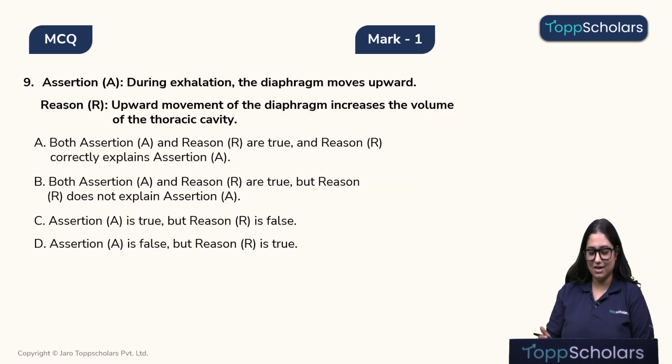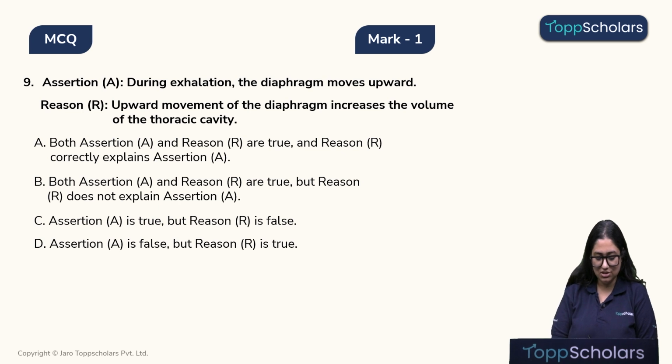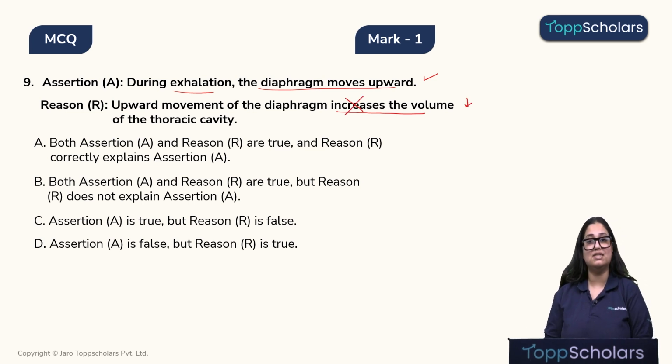So, let's look at the options. Children, assertion is during exhalation, the diaphragm moves upwards. This is correct. But the reason for that is that the upward movement of the diaphragm increases the volume of thoracic cavity. This is incorrect. It reduces the volume of thoracic cavity.